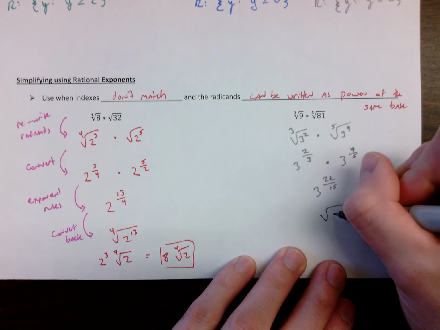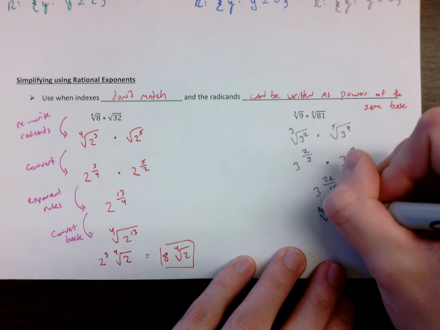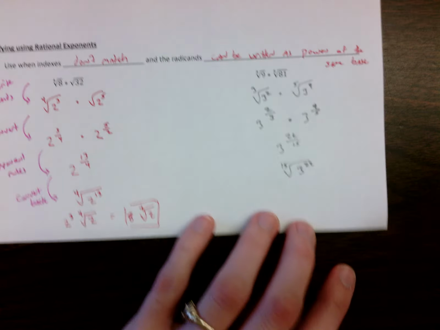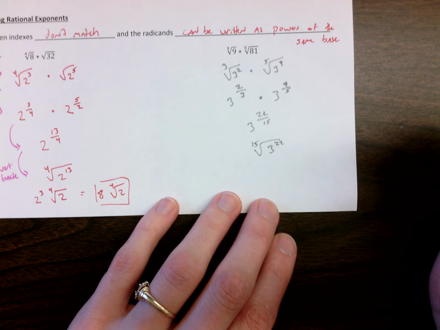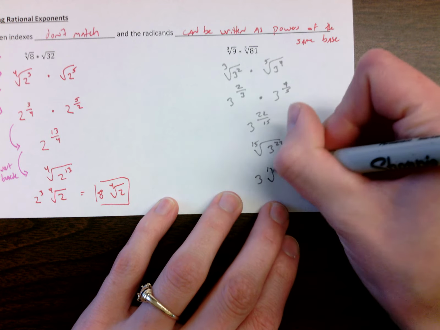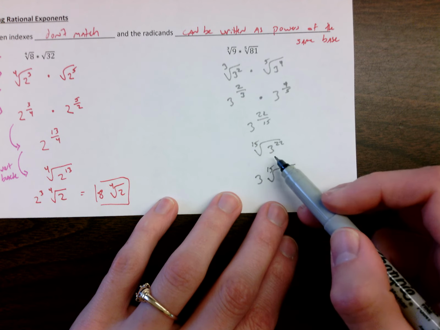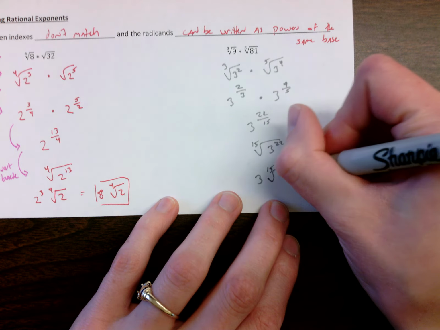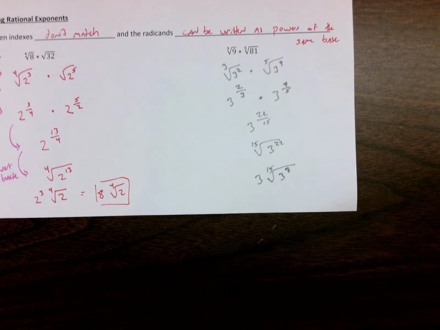Convert that, power over root. Okay, and then from there, I can take a set of 15 threes out of that. So I'll have 1 three on the outside. And then when I take those out, I'm going to be left with 7 threes left over. So 3 to the 7th on the inside.